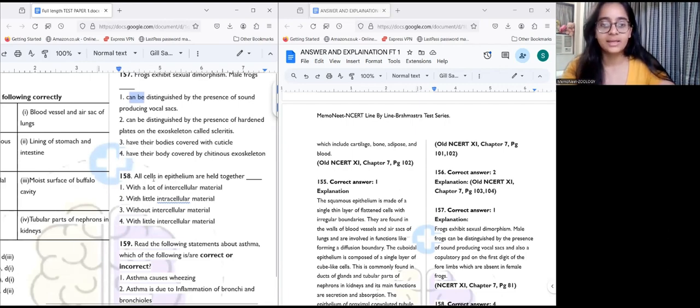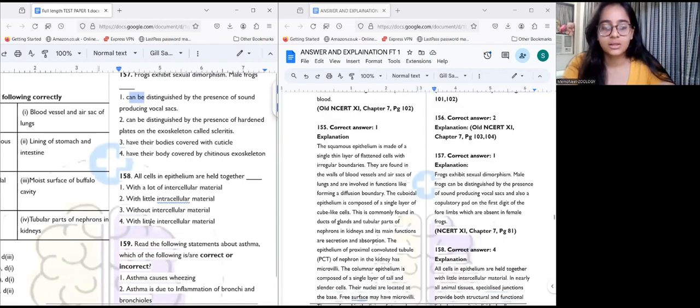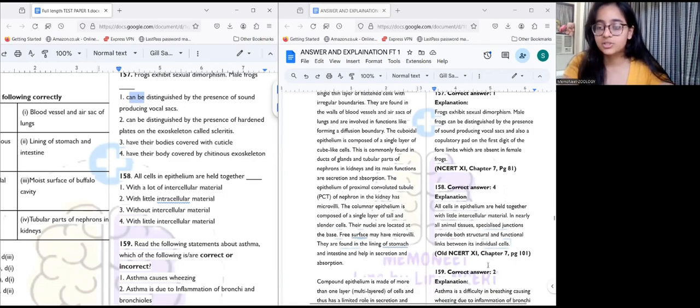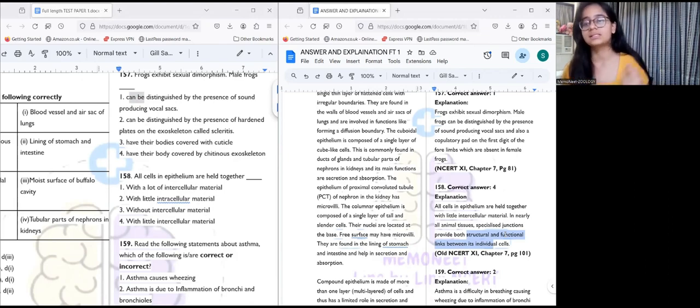Now in question number 158, all cells in the epithelium are held together. The answer is 4, with little intercellular material. In nearly all animal tissues, specialized junctions provide both structural and functional links between individual cells. So between individual cells, what provides the linking? It's very little intercellular material. What is present mainly? It's junctions: gap junctions, adhering junctions, etc. So the structural and functional link is both with the specialized junctions.